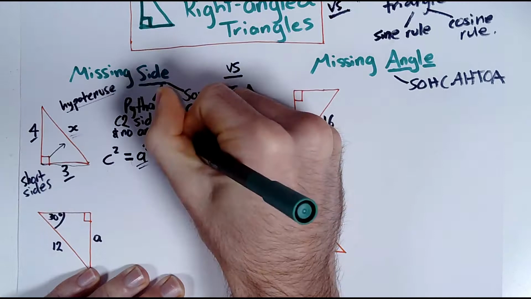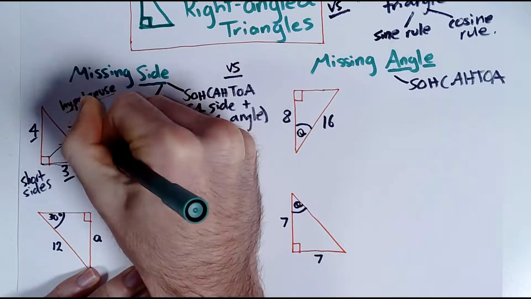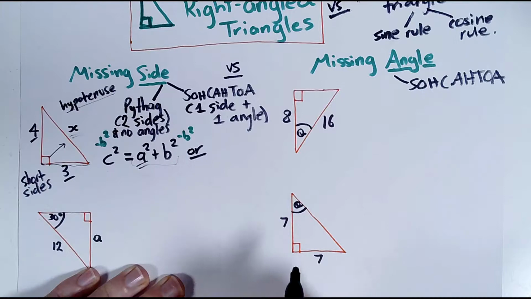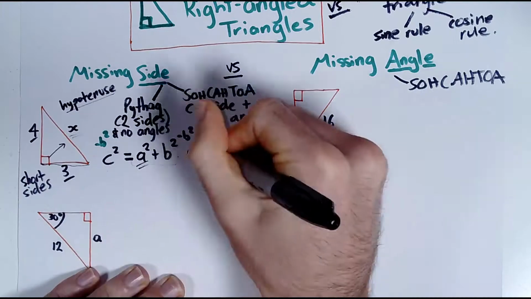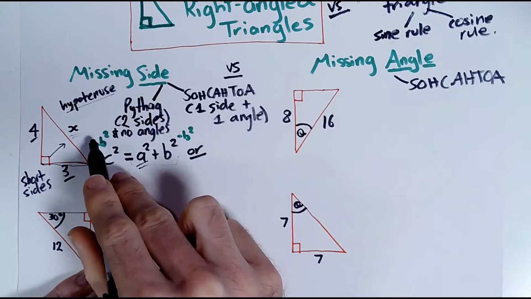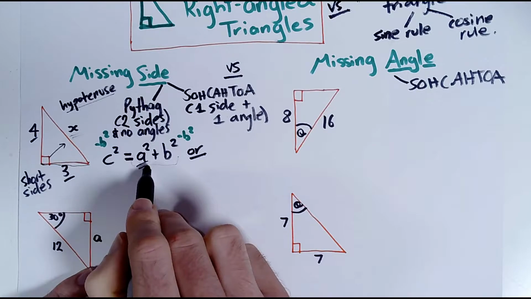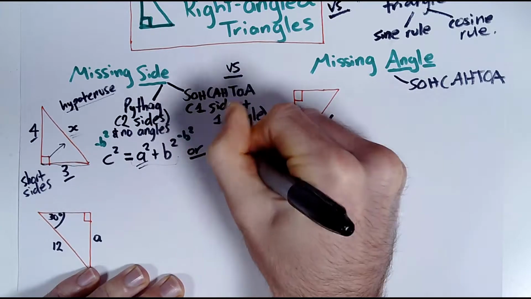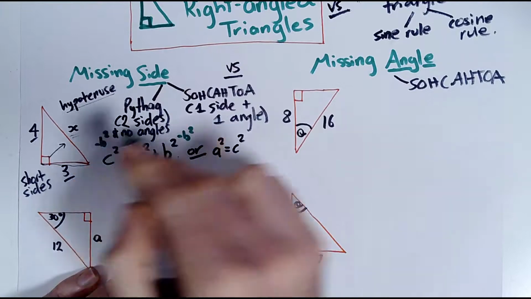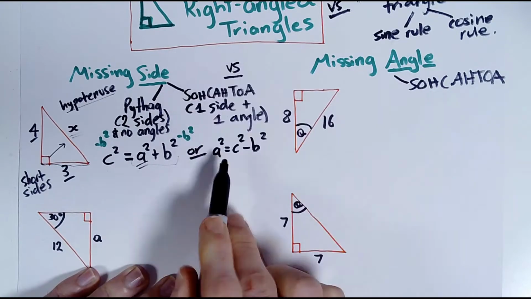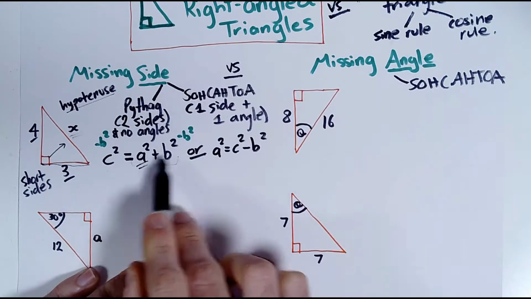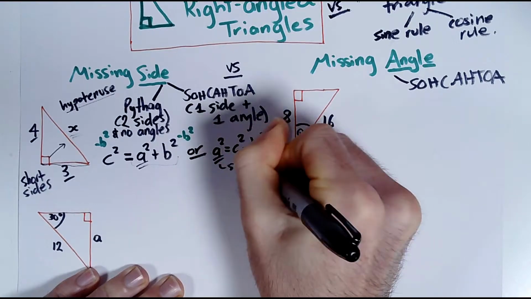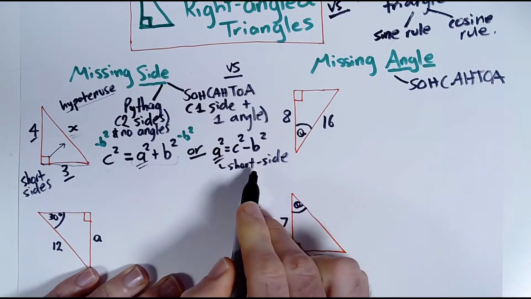You do the opposite. You would subtract b squared from both sides, because what you do to one side, you have to do to the other to make it even. Therefore, you're allowed to do that. And you would be left with c squared minus b squared equals a squared. Or, I'll just reverse the order there, a squared equals c squared minus b squared. So that's another version of the Pythag formula that you could use if you were trying to find a short side.